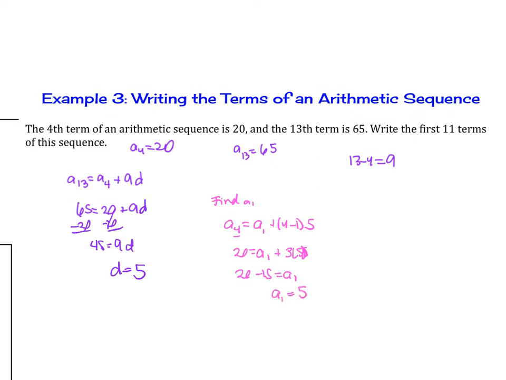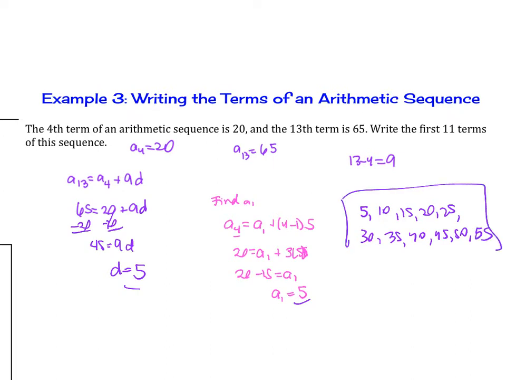Now we're supposed to write the first 11 terms. If the first term is 5, then it's just going to go by 5. So first term is 5, common difference is 5. So 5, 10, 15, 20, 25, 30, 35, 40, 45, 50, and 55. And you could always check that it is right, because the fourth term is 20: 1, 2, 3, 4. That is true. And if it kept on going, we would see that the 13th term would be 65.